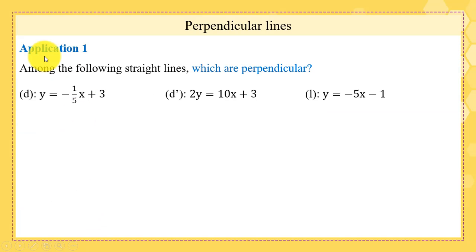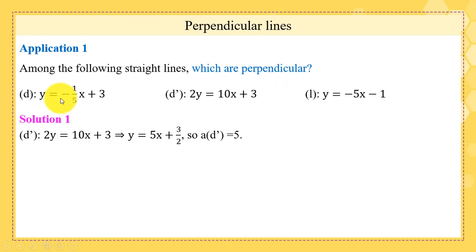Application 1. Among the following straight lines d, d prime, and L, which are perpendicular? Pause the video and solve this application. Solution. This is the straight line d prime. We must find the slope of the straight line d prime. Here the slope of d is known, which is -1/5. The slope of L is -5. We must find the slope of d prime.